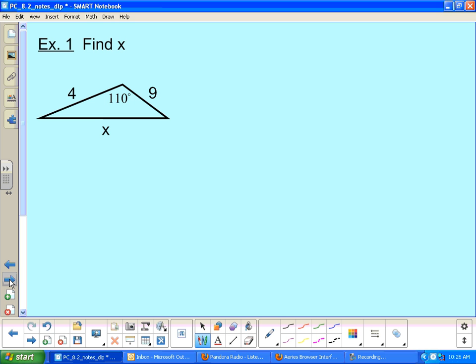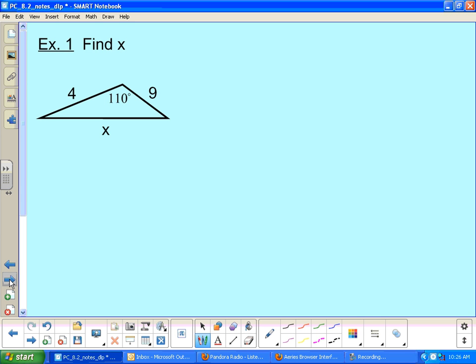So now what's going to happen, you're going to have some problems, and you're going to be given, find the unknown values, solve the triangle, something along those lines. You're going to have to determine, based on what the triangle has been given, what law you have to use. Is it a law of sines problem? Is it a law of cosines problem? I will not tell you which one to do. You determine that on your own.